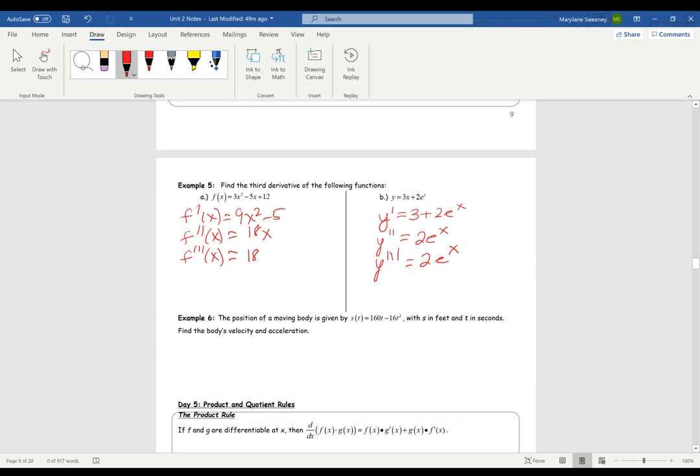All right, last one. So it says find the body's velocity and acceleration. Okay, so the velocity, the v of t, is the same as s prime of t. It's the first derivative. So that would be 160 minus 32t. And the label would be feet per second.